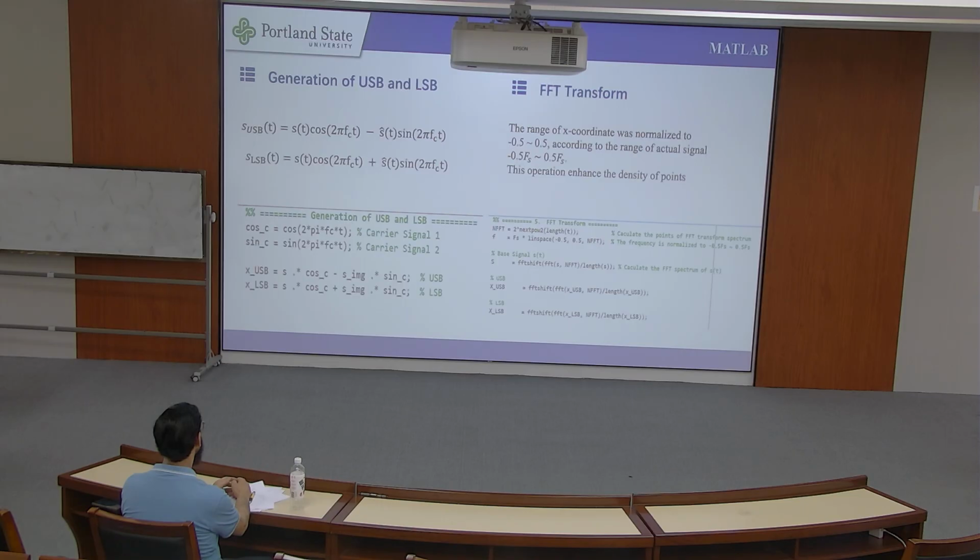On the right, we will use the FFT. Finally, we perform the FFT in MATLAB code with fftshift and normalize the frequency axis from minus fs/2 to fs/2, clearly showing the spectrum shift and the single sideband characteristics.